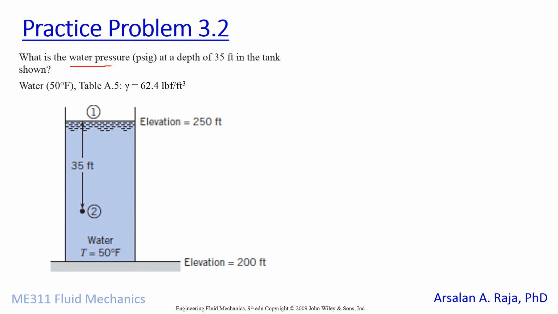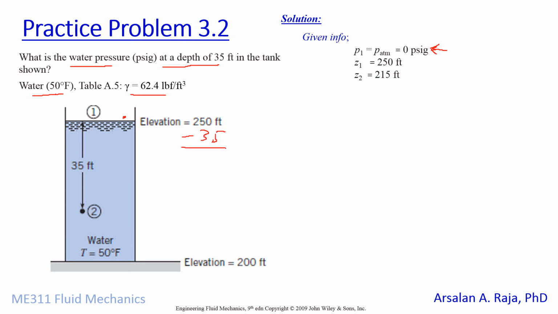What is the water pressure at the depth of 35 feet in the tank shown, when water at 50 degrees Celsius has a specific weight of 62.4 pounds per cubic feet? So let's see the solution. Given information is this, that P1 at the atmosphere is 0 gauge pressure, because the gauge pressure is 0 at atmospheric pressure. Z1 is 250, Z2 is 215, as you subtract 35 from 250, so you will end up at 215 feet at this point.